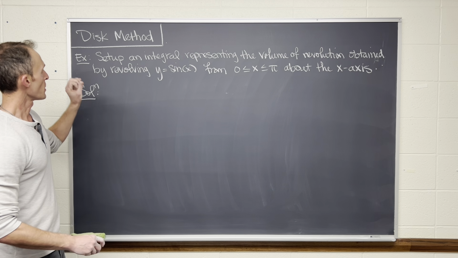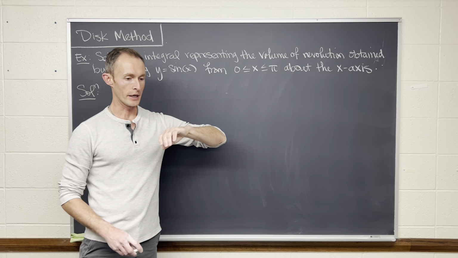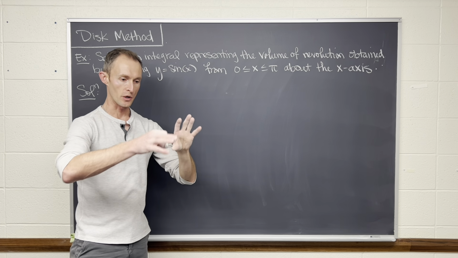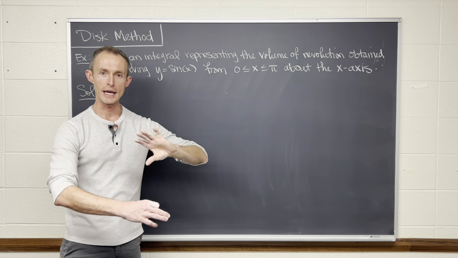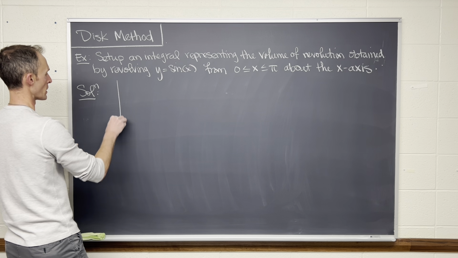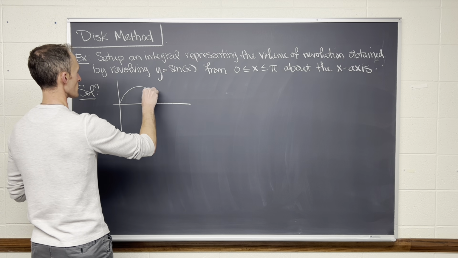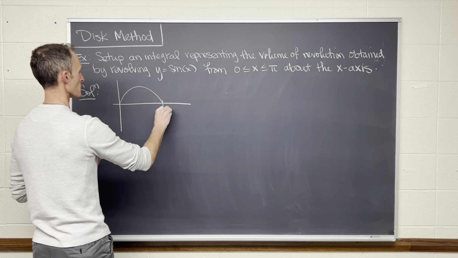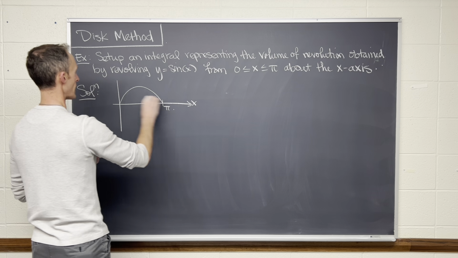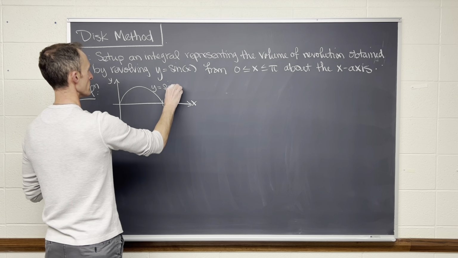All right, so what do I have? I have y equals sine of x between 0 and pi, and I want to take the area that generates and revolve it around the x-axis to create a solid. Okay, so I need a picture of what's going on. So here we go, sine is going to look something like that. Here's pi, here's my x-axis, my y-axis, and here's y equals sine of x, the graph of it.